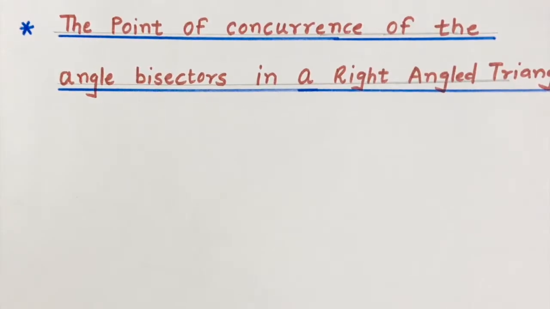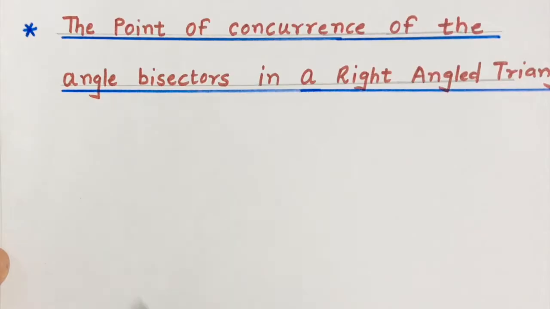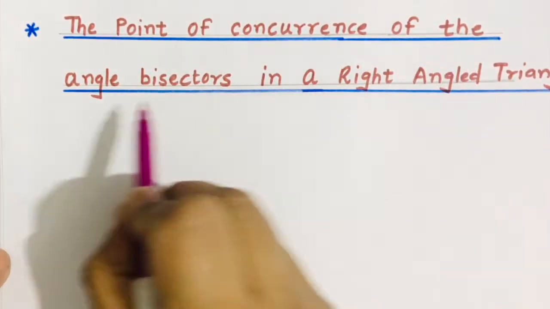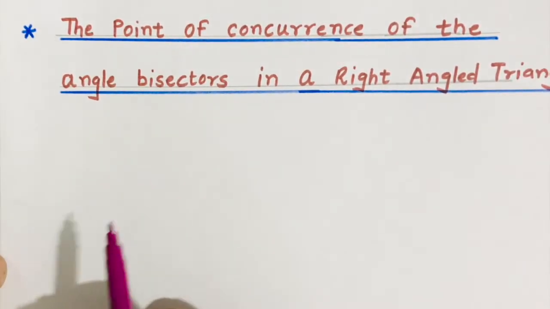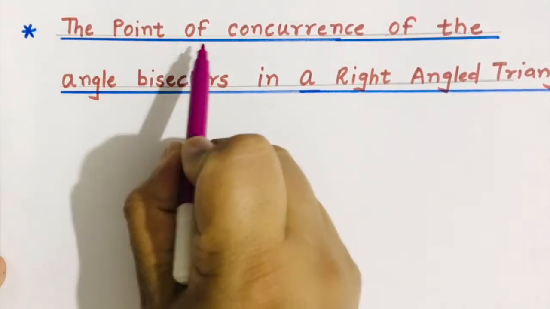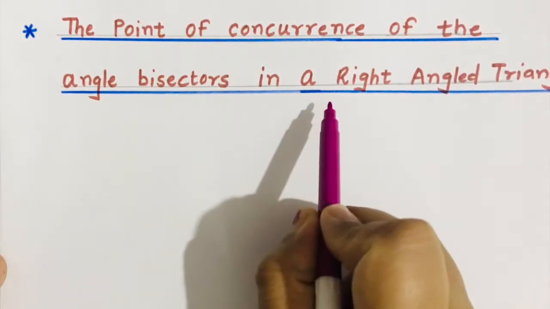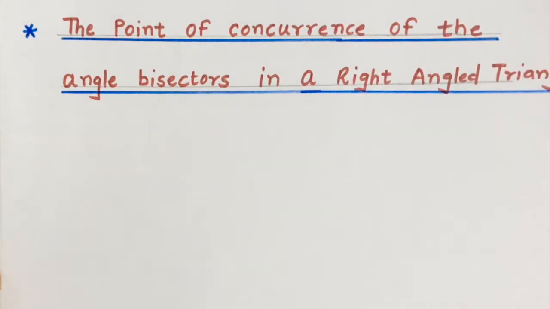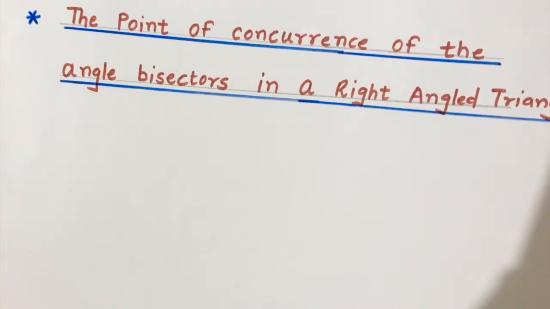Hello students, today we will learn how to get the point of concurrence of the angle bisectors in a right angle triangle. So first of all, we need to draw a right angle triangle.